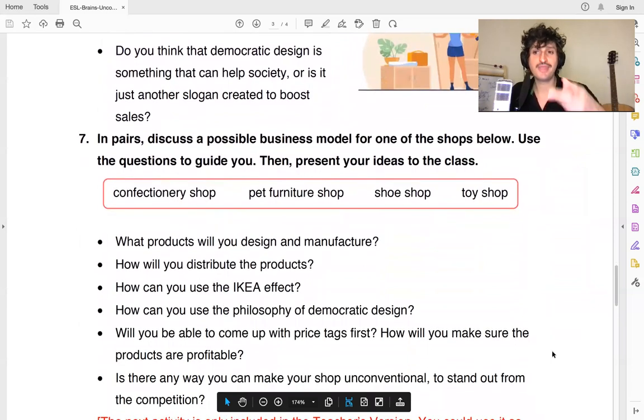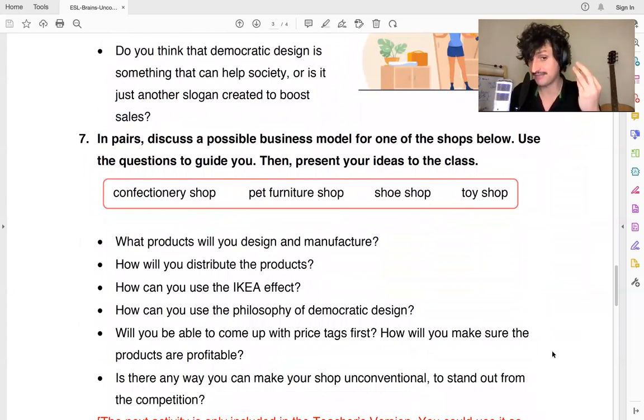Also, in our conversation on Zoom, in our live lesson on Zoom, because that's very, very important, I'm going to challenge you to create a business model. You're going to choose a business model, and you have a confectionery shop, that's kind of like candy and stuff like that. Pet furniture shop, furniture for pets. Interesting idea. A shoe shop, like sell shoes, or a toy shop. You're going to choose one of these, and you're going to decide on a business model.